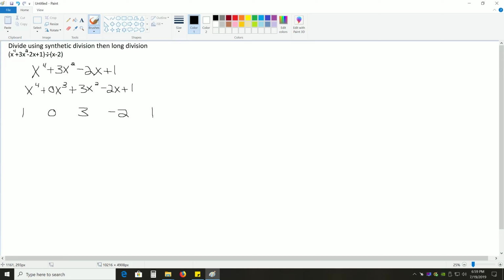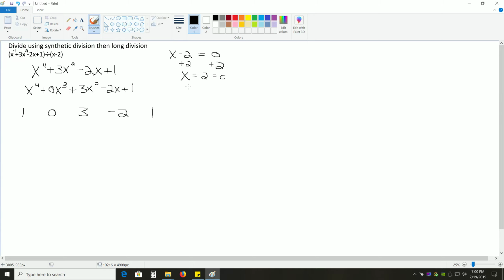The last thing that we have to do before we can start performing synthetic division is to find our c value. And the c value is the number that you're dividing into all of these. And it comes from this x minus 2 term. So synthetic division only works when you have x plus or minus some constant, in this case minus 2. And what you do is you want to take that x minus 2 and set it equal to 0. And you're going to solve for x. So we'll add 2 to each side, which gives us x equals positive 2. That is our c value.